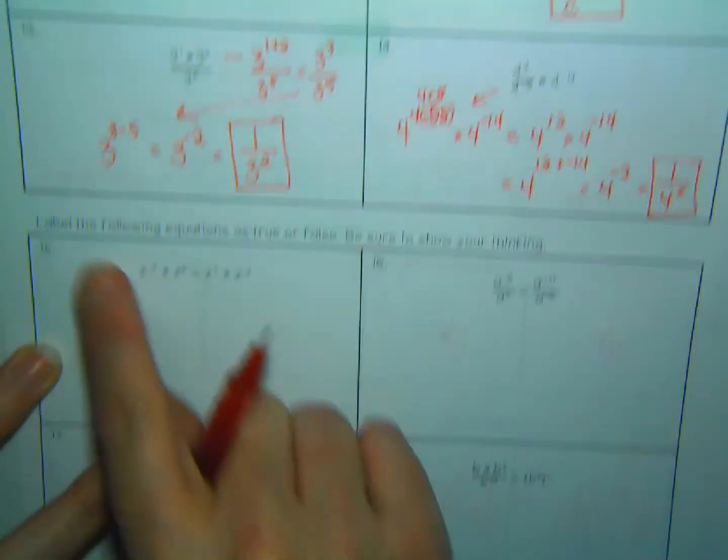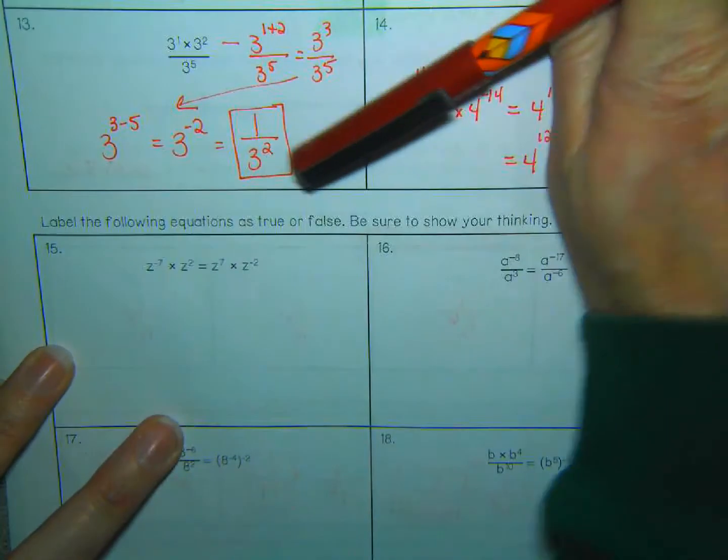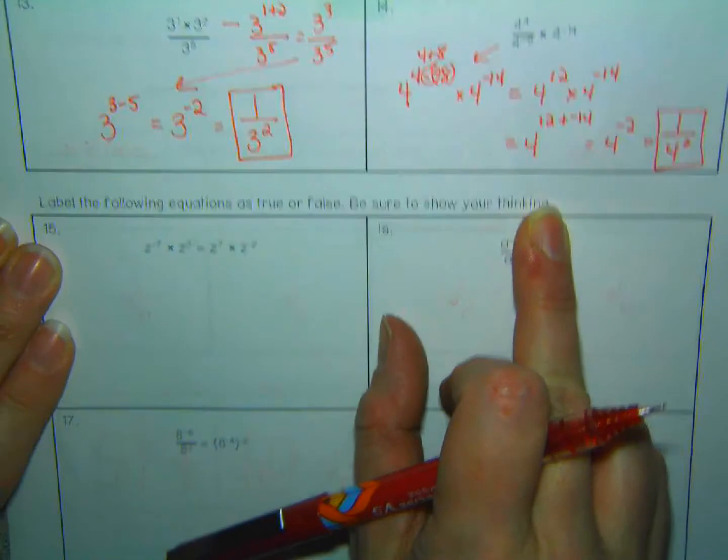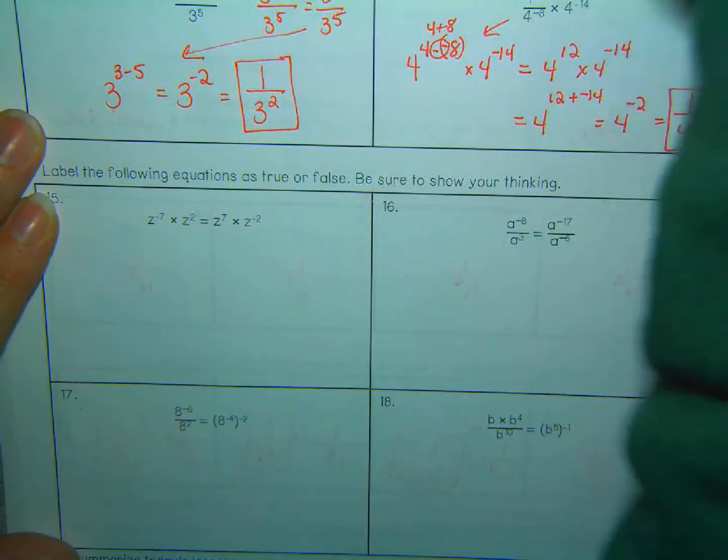Now here, we have to label these as true or false, but we have to show some thinking. So I think what we're going to do is show our thinking first.